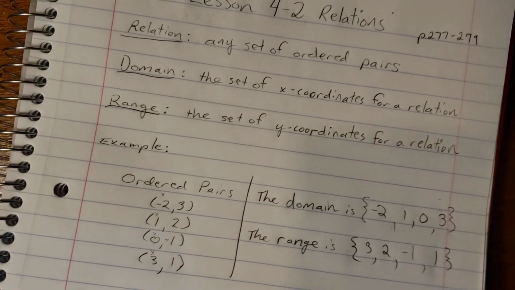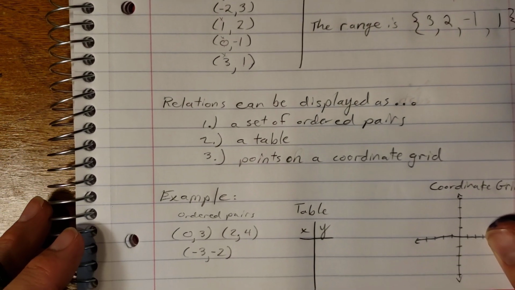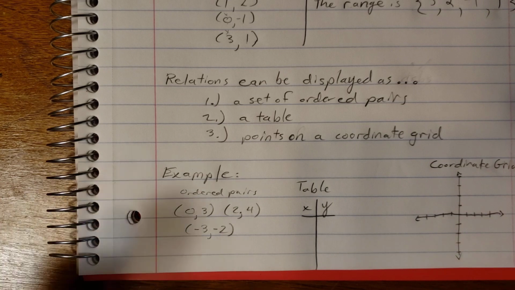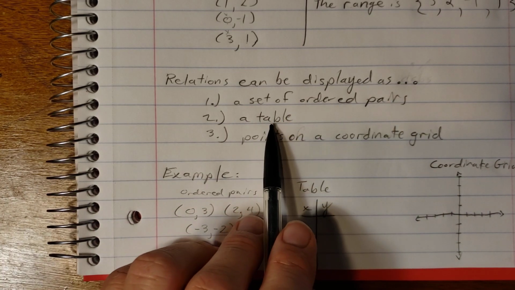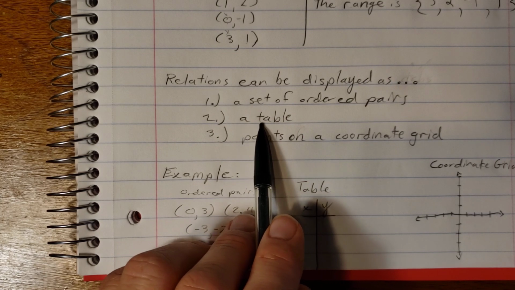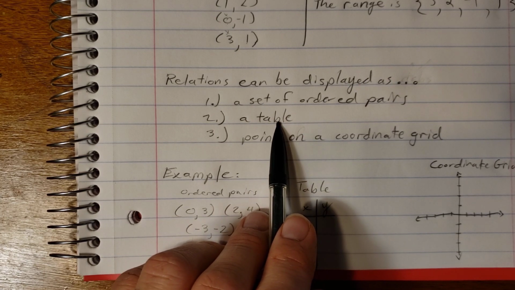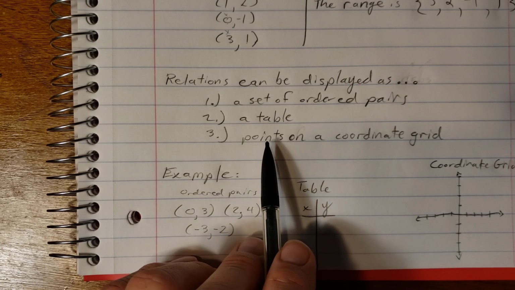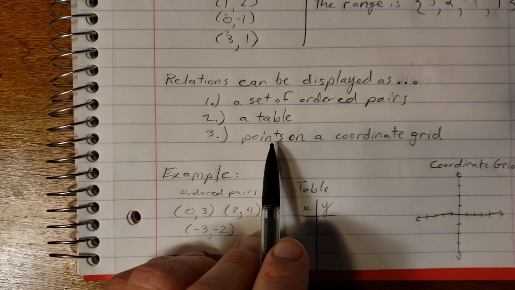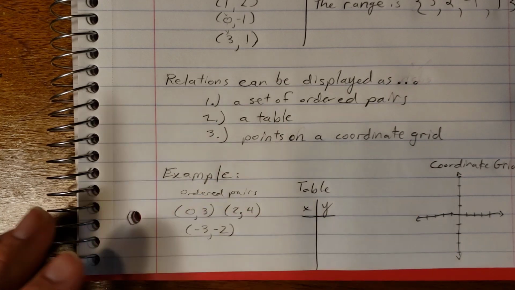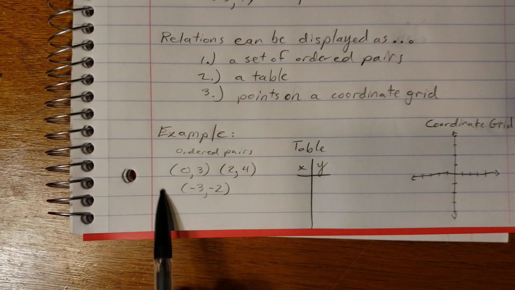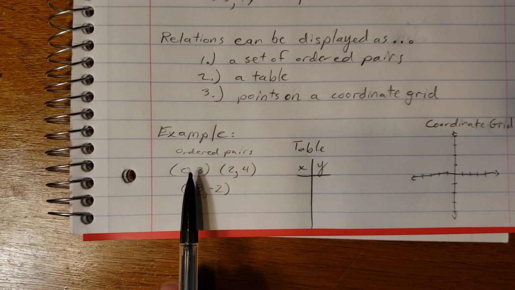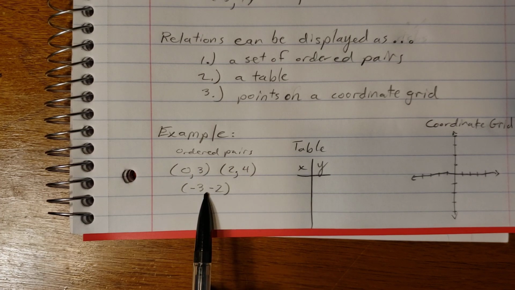Now, relations can be displayed in a couple different ways. You can just write all the ordered pairs down. Or you can organize them a little more neatly in a table. Or you can draw them out as points on a coordinate grid. So let's check out a quick example. Here is our relation. It just consists of 3 ordered pairs.